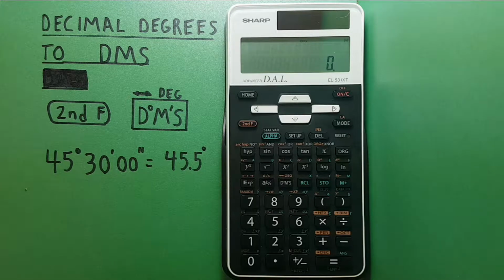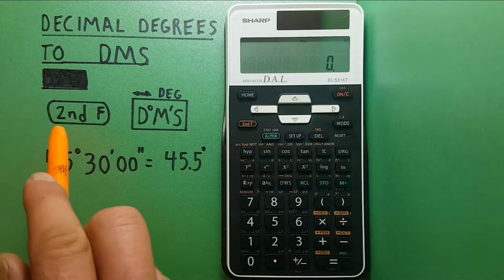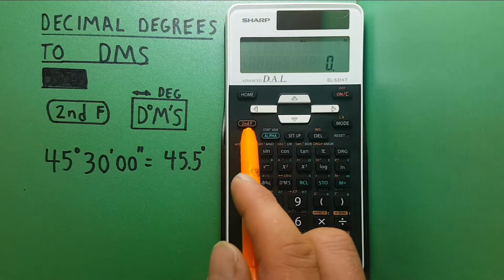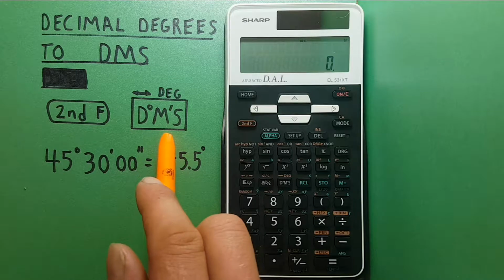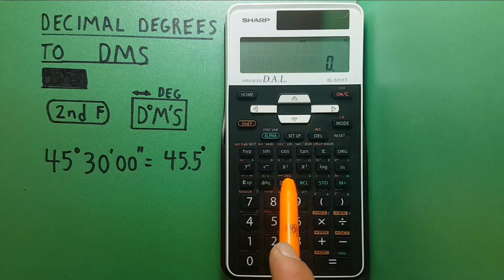Welcome to HP Calcs. My name's Rick, and today we will be looking at how to convert between decimal degrees and degrees, minutes, seconds on the Sharp EL-531XT Calculator. To do this, we will be using the second function key located here and the DMS key located here.